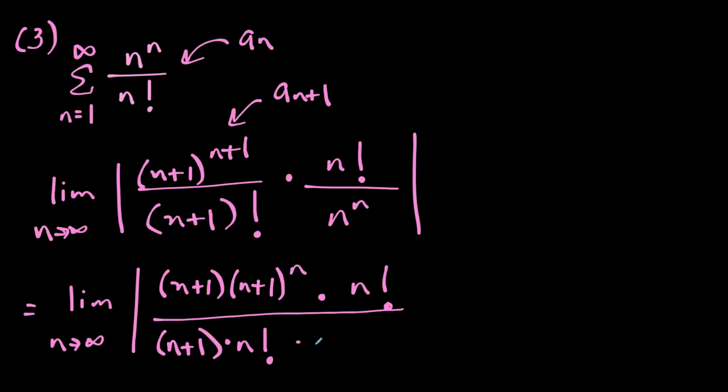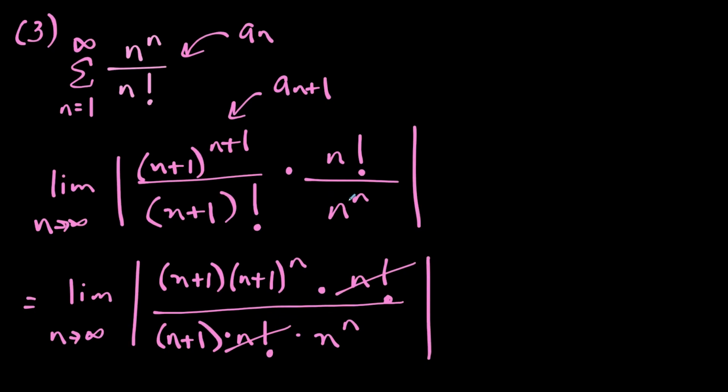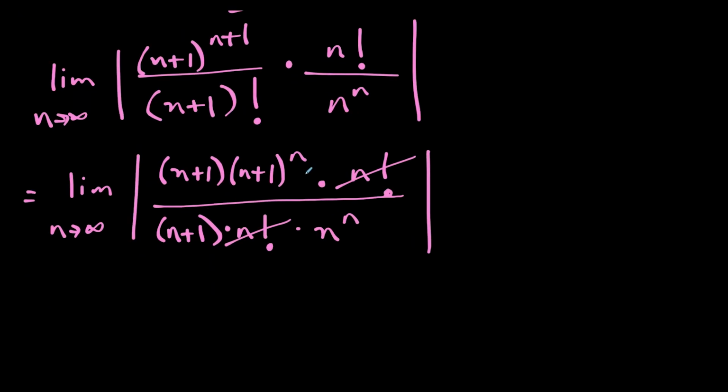And now we have times n to the n power. But why did we stop here? Well, we stop here so that n factorial and n factorial could cancel out. And that allows us to simplify this limit a little bit more. Notice before we write the next line, n plus 1 over n plus 1 also cancels out.